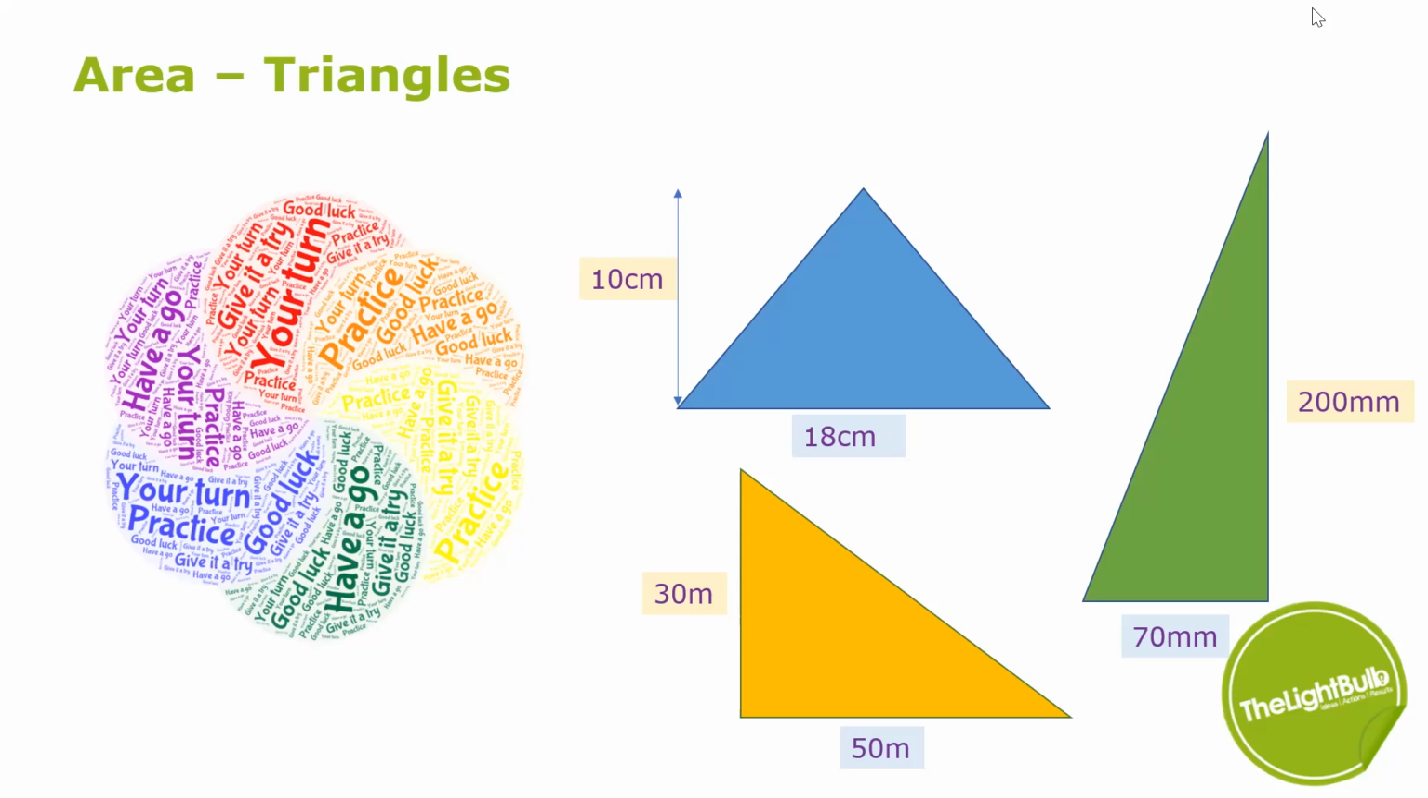Okay, so the blue triangle then, we said the formula base height divided by 2. So we got 18 times 10, 180, divided by 2 gives us 90 centimeters squared. And then the green triangle, 70 times 200 divided by 2, so 7,000 millimeters squared. And finally, the orange triangle, 50 times 30 divided by 2 is 750 meters squared. Hopefully you've got all of those correct.